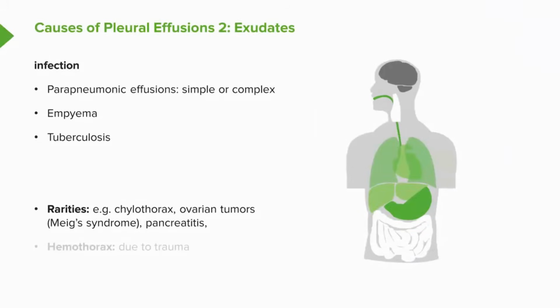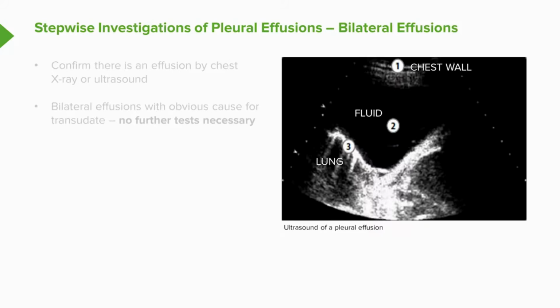There are a whole range of very rare causes of pleural effusions, and these include chylothorax, where you have chyle forming in the pleural space, ovarian tumors causing Meigs syndrome, pancreatitis, which can cause inflammation of the pleura, and of course trauma itself can cause leaking of blood into the pleura, and that's called a hemothorax. But those are all, in general, relatively rare or obvious diagnoses. So how do you investigate somebody with a pleural effusion?